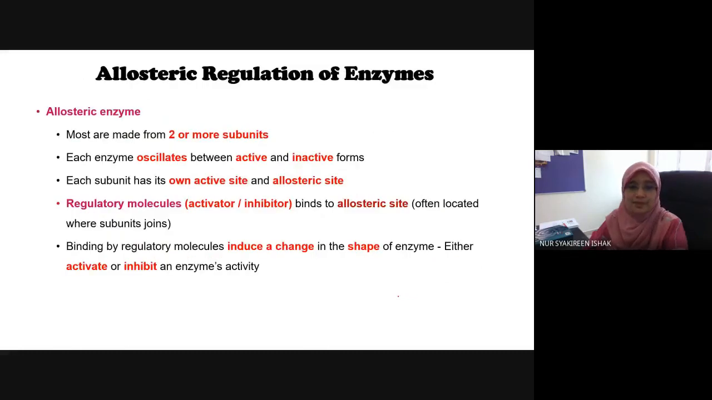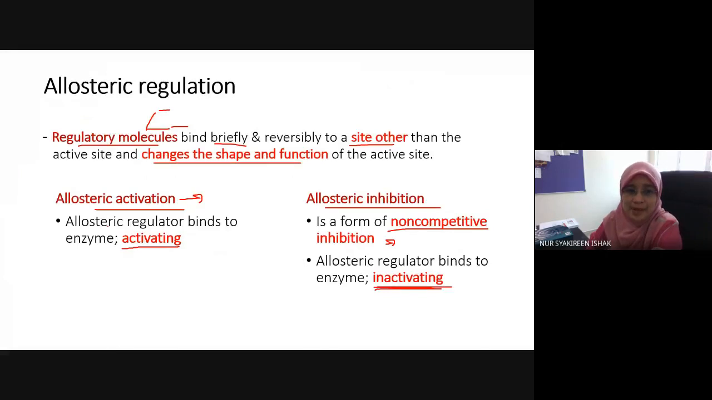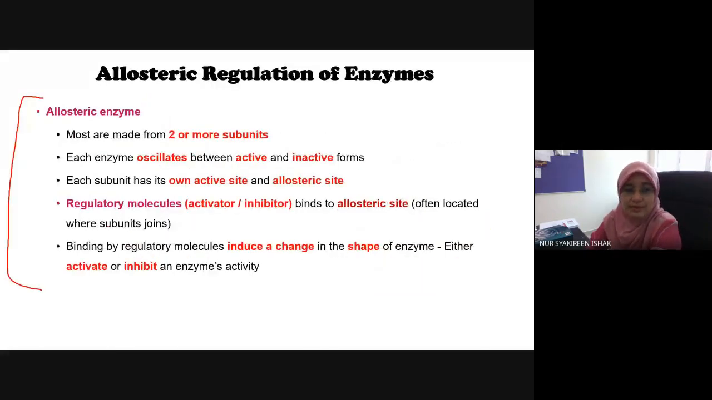Inactive form. Okay. So here I've added an extra slide just to explain to you what is an allosteric enzyme. In order for you to understand allosteric regulation, you have to understand first what is an allosteric enzyme. Allosteric enzymes are enzymes that have two or more subunits. Usually, what we commonly meet is one enzyme, one active site, and then it binds to the substrate to catalyze the reaction and produce products.